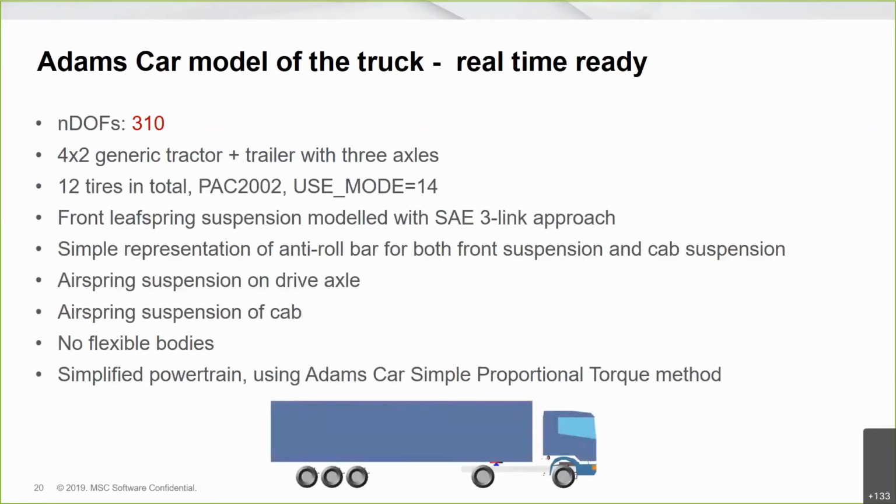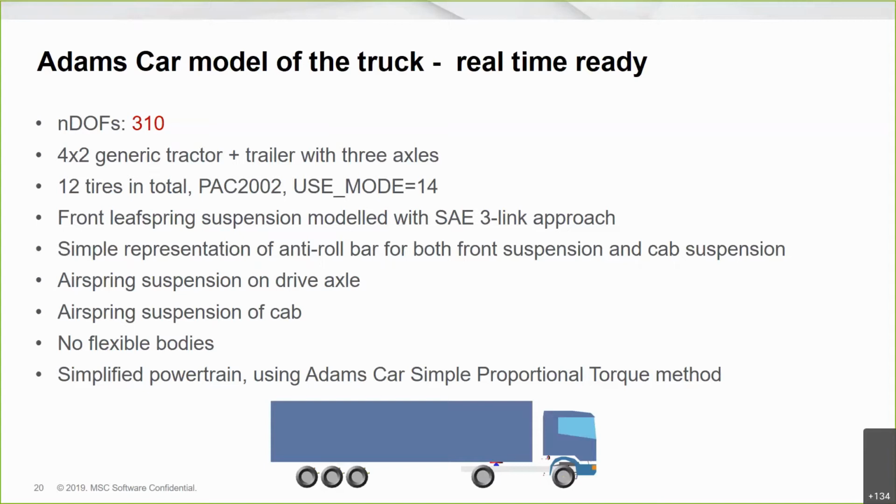A quick look at the Adams Car model for the truck. The number of degrees of freedom is 310, and usually in this case we will want to make sure that the Adams Car models are real-time ready, which we have hosted a number of webinars before talking about the Adams real-time capabilities. So basically there's a real-time integrator, or the fixed step integrator, that we are implementing, along with some other real-time capabilities to make sure that your Adams Car model is real-time compatible.